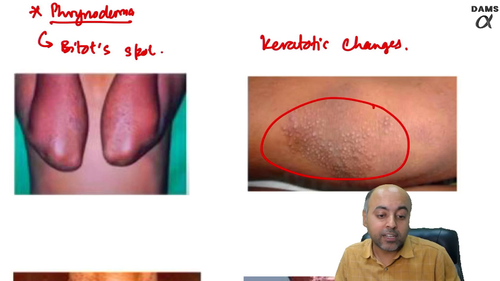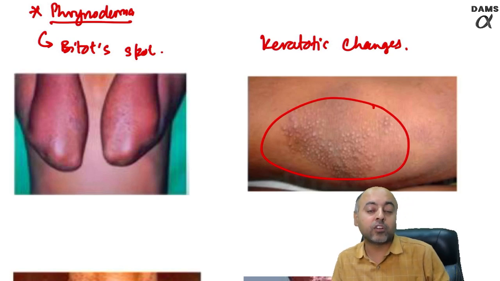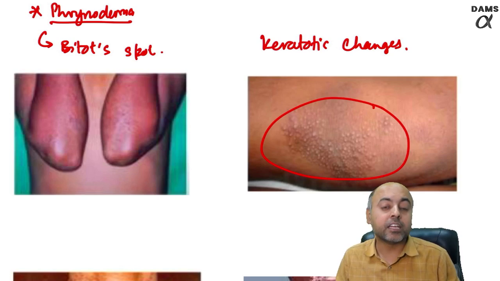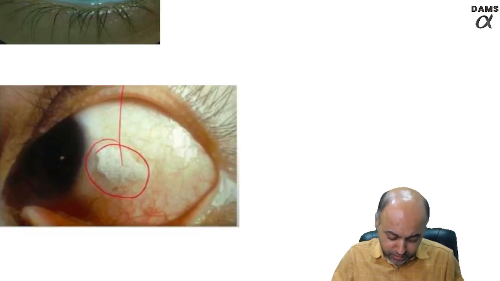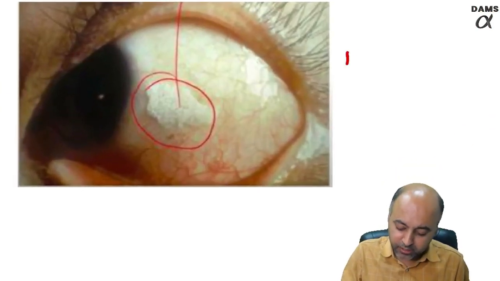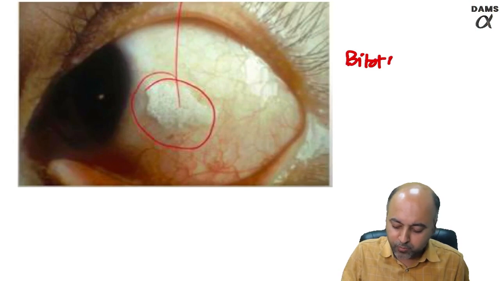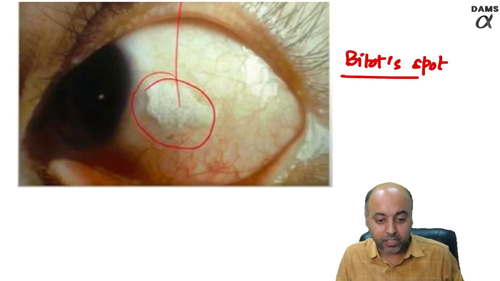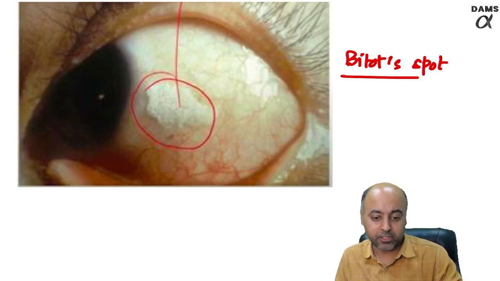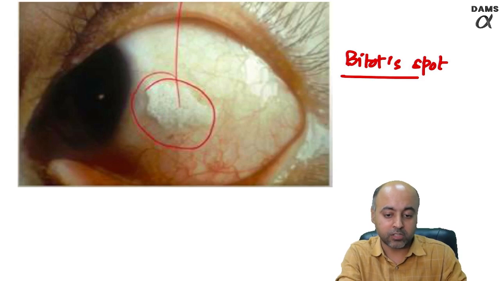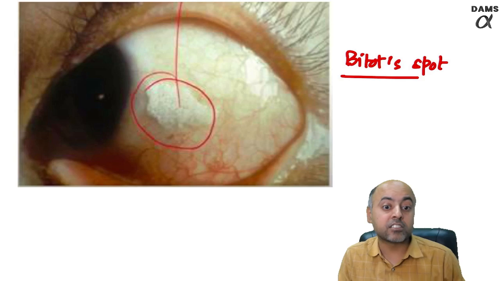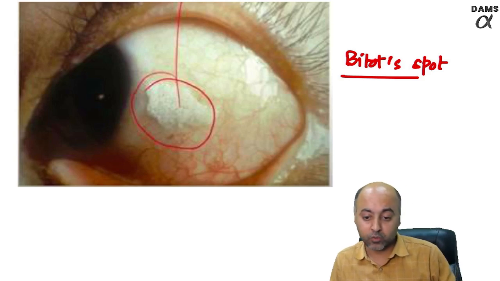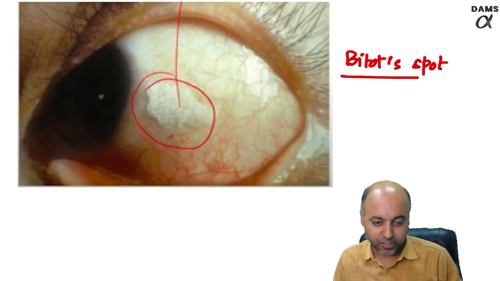So please look at this image. You should be able to identify this when we are talking about the keratotic changes in the phrynoderma. Okay. The associated white rod spot is here. You can see the white rod spot where you are likely to get this elevated shaggy patch on the sclera. So this is the characteristic Bitot spot. Very good, very good. All right.